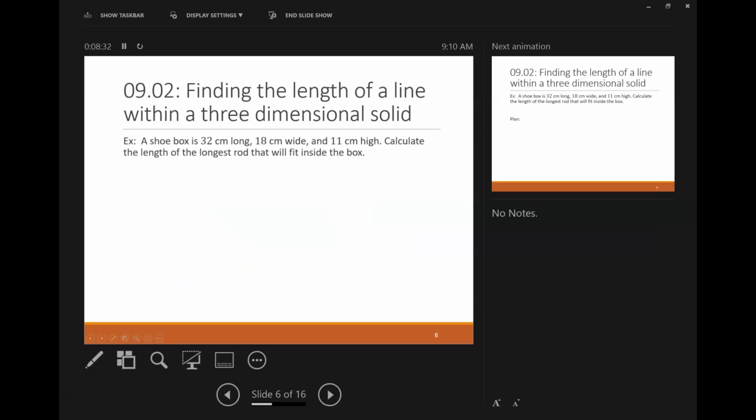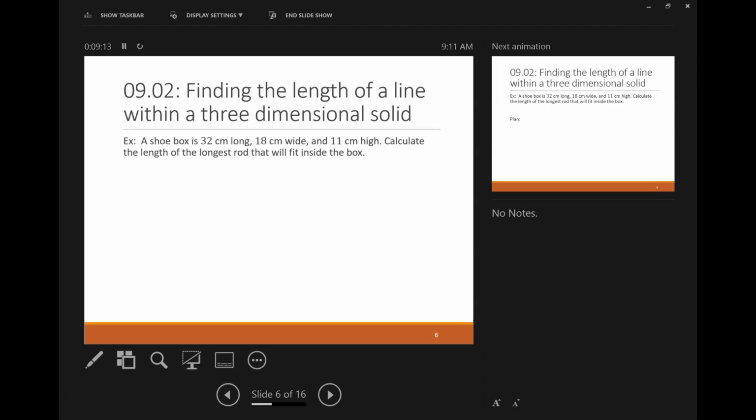So now that we've seen where some of these interior calculation triangles lie inside of these figures, let's look at some specific examples. Let's say we have a shoebox that's 32 centimeters long, 18 centimeters wide, and 11 centimeters high. And we want to find the length of the longest rod that will fit inside the box. So we have some kind of a box. Explain to me where I would place the longest rod possible. How would I set that in there?